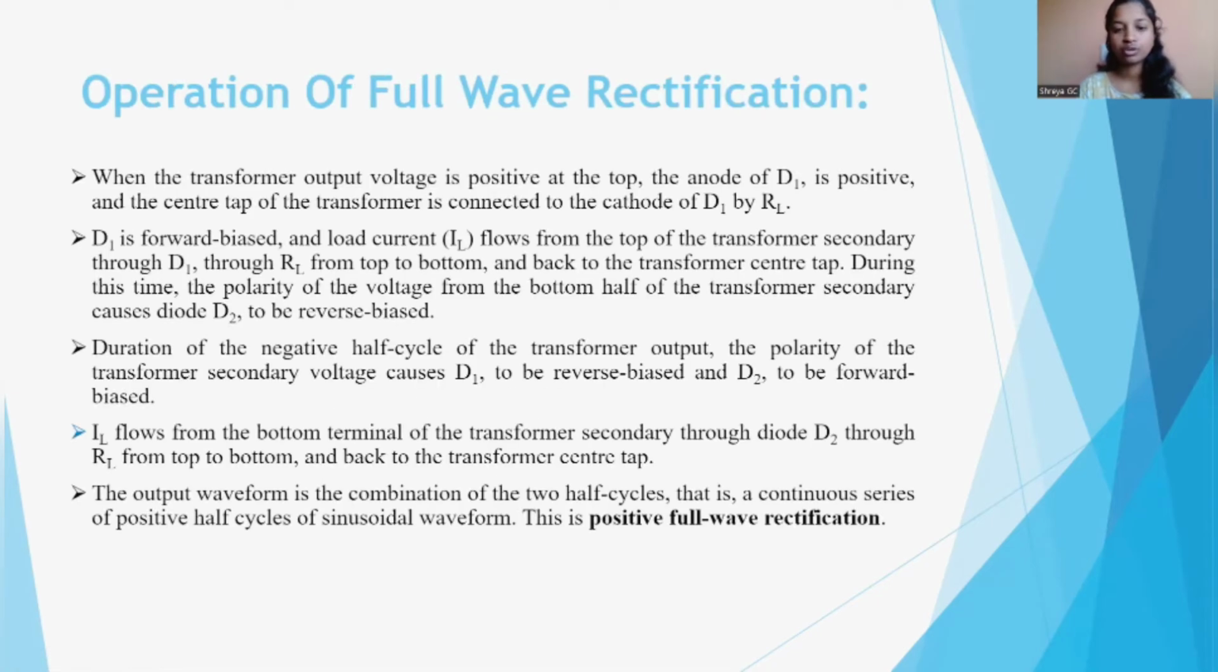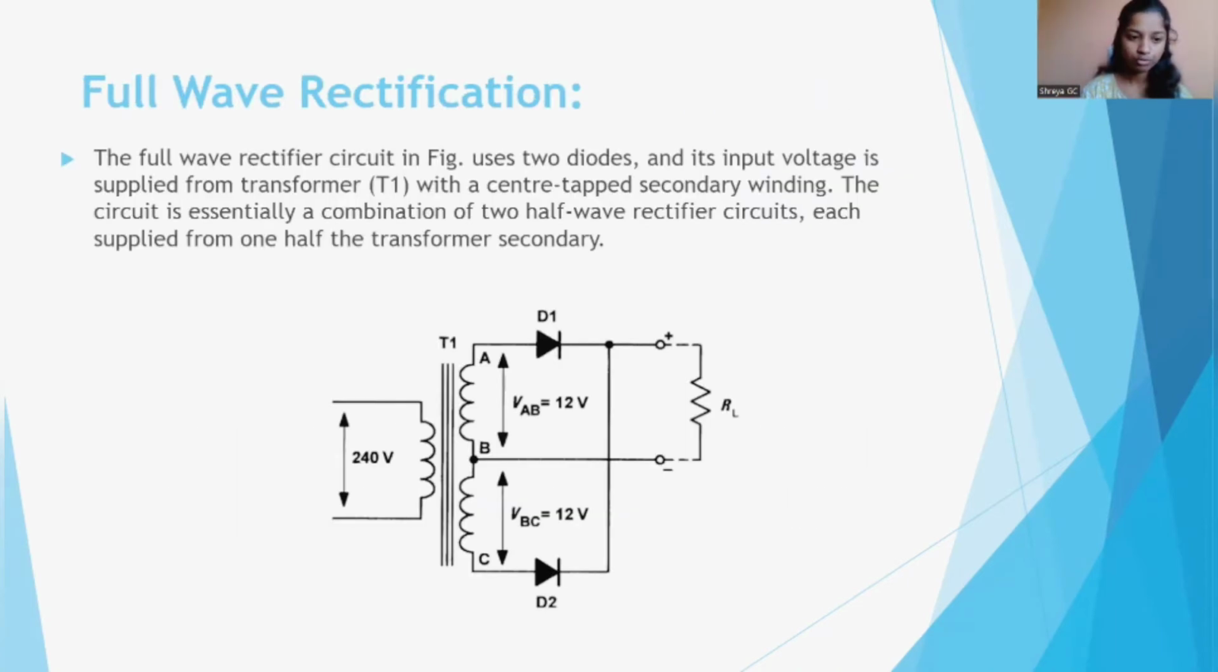The output waveform is the combination of two half cycles. There is a continuous series of positive half cycles of the sinusoidal waveform. This is positive full wave rectification. So now this is one half cycle and this is another half cycle. They both combine together and form positive full wave rectification.